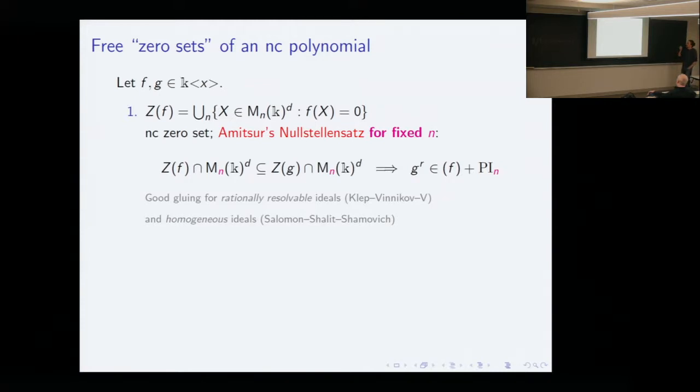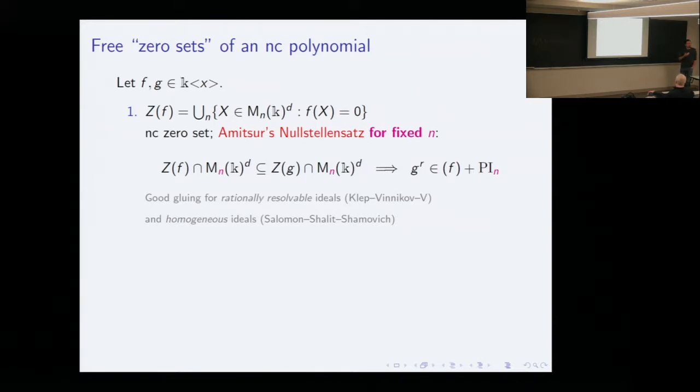Here we have a pretty old result from the 60s and 70s by Amitsur. If I fix an n here, then I have this kind of Nullstellensatz result. If every zero of f is a zero of g, then g to some power is going to lie in the ideal generated by f, and maybe I need to add some polynomial that's constantly 0 on n times n matrices. This PI_n stands for polynomial identities for n times n matrices. Now this is for a fixed n.